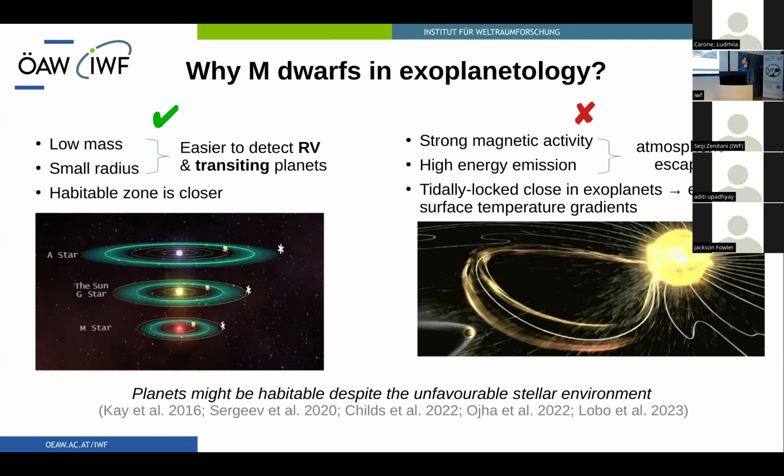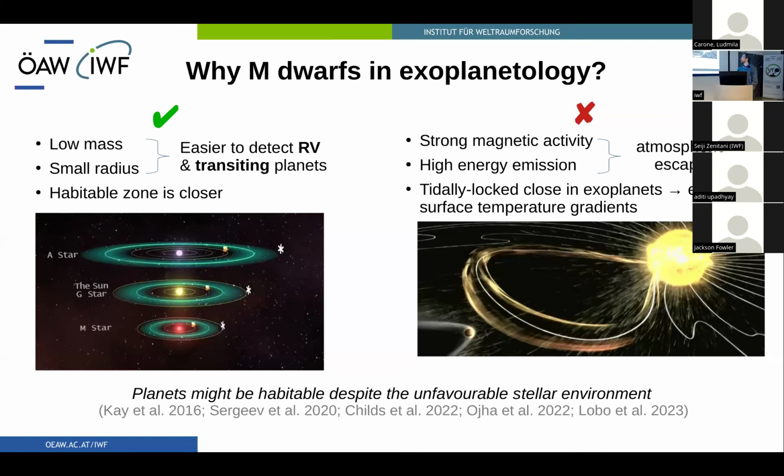Dwarfs are characterized by strong magnetic activity, so massive coronal ejections and high energy emissions, and this plays against the possibility of the planet retaining an atmosphere. And without an atmosphere, it's probably harder to have life on those planets. In addition, since these planets are quite close to the star and the star is not very massive, they are supposed to be tidally locked with the star, which means that essentially they always show the star the same hemisphere. And therefore, we might expect huge temperature gradients between the day side and the night side. So probably extreme conditions for life.